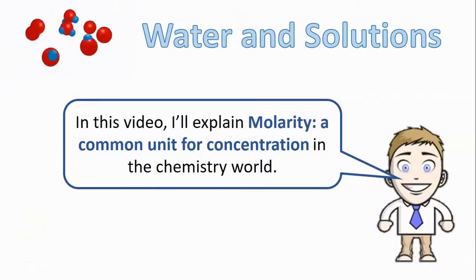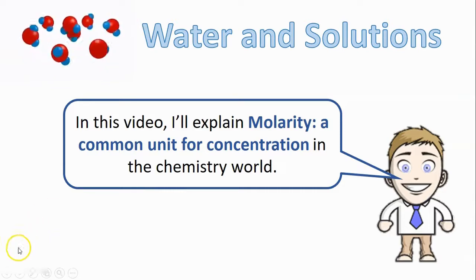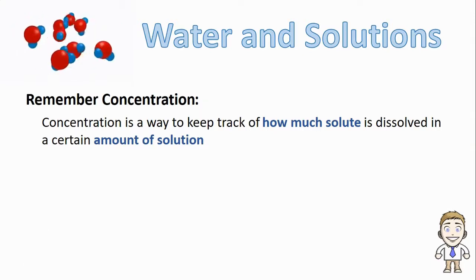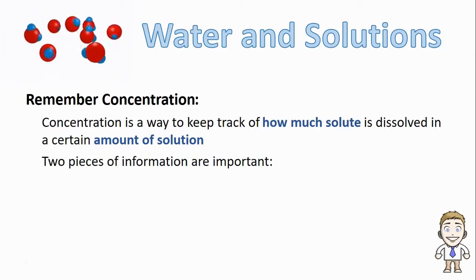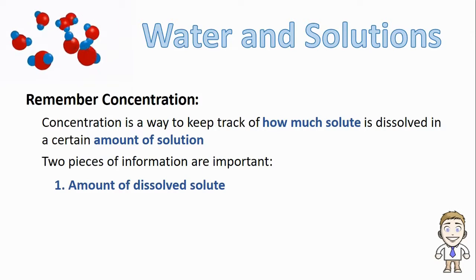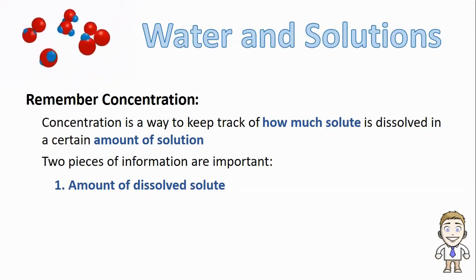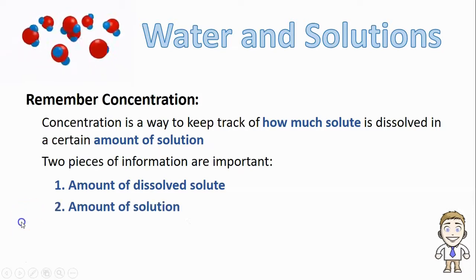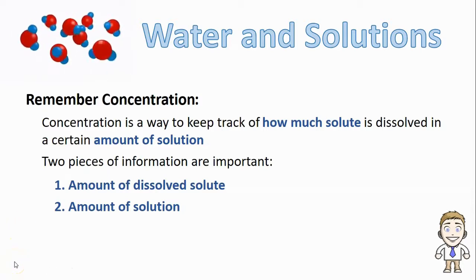Hi everyone, in this video I'll explain molarity, a common unit for concentration in the world of chemistry. So remember that concentration is really just a way to keep track of how much solute is dissolved in a certain amount of solution. There's two important pieces of information you've got to keep track of. The first of those is the obvious one, and that is how much solute has been dissolved in the solution. Obviously more solute is going to lead to more concentration. The other important piece of information is the amount of solution that solute is dissolved in.